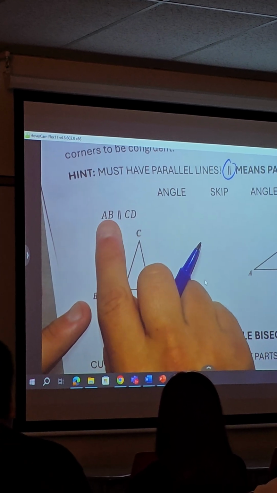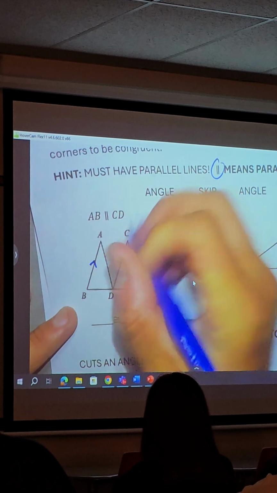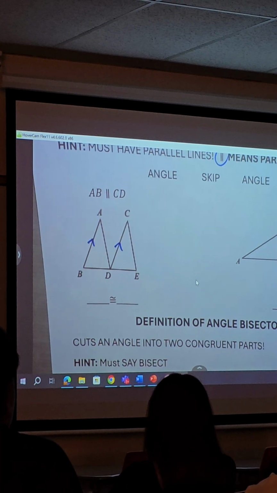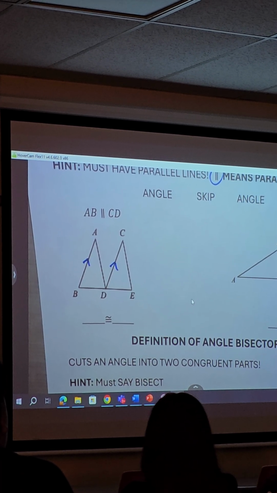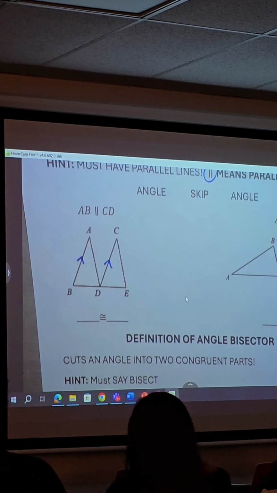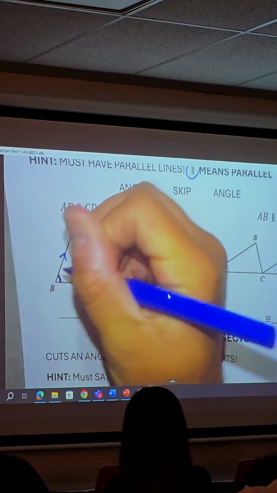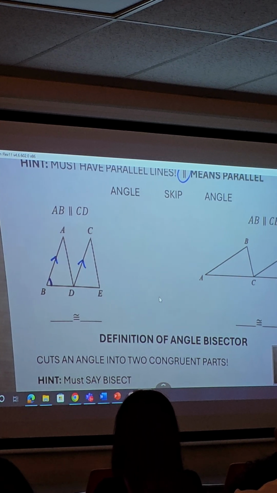So AB is parallel to CD, so let's leave that. So there's my parallel. So what two angles would be matching? And let's start with B. So what angle would B match with? Okay, she says D, which is right.